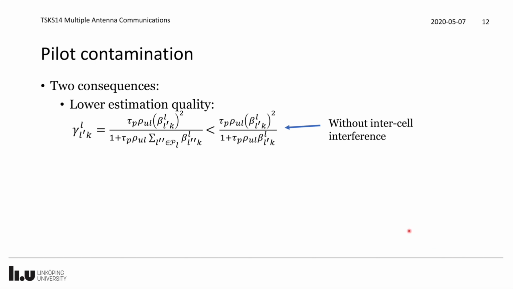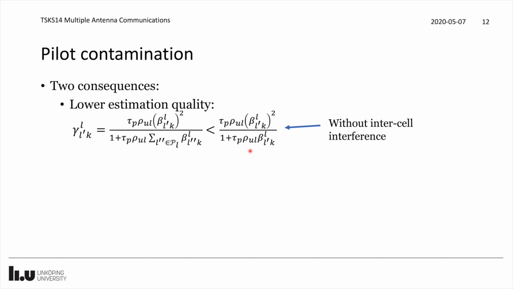So one is that we get a lower estimation quality. What that means is that if we look at this gamma, which is the variance of the estimate, then we get this expression here where we have a summation over the cells that are using the same pilot. And if we would neglect all the terms in the sum except the one where the user that we're estimating the channel of is, then we will get this expression, which is the same as we had in the single cell case, except for the additional indices here.